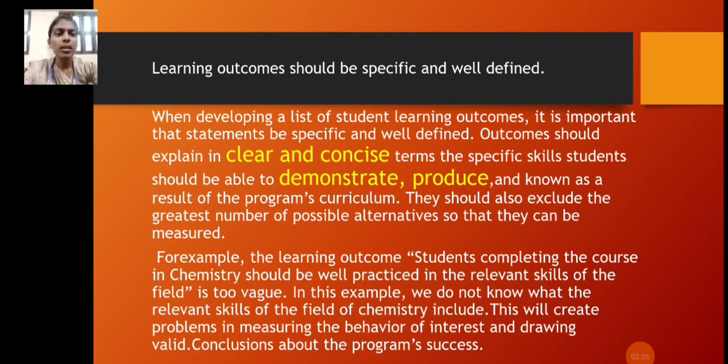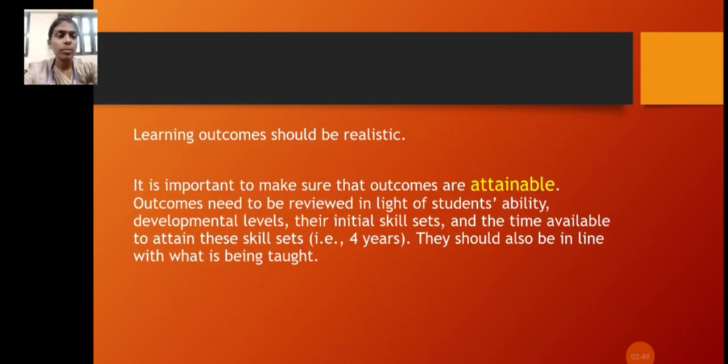When developing a list of students' learning outcomes, it is important that statements be specific and well defined. It is clear and concise. Demonstrate and produce are known as the result of the program curriculum. They should also include the greatest number of possible alternatives so that they can be measured. They give the examples.